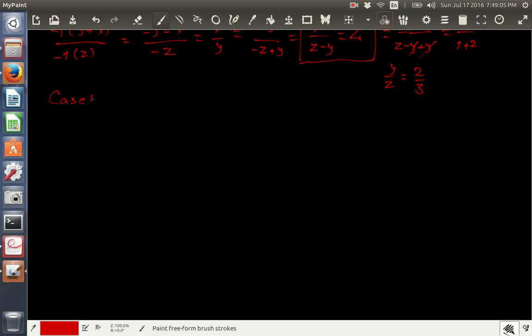Now for the second case, case number 2, we have x plus y is equal to 0. This implies that x is equal to minus y, or x over y is equal to minus 1. This is also equal to y over x.